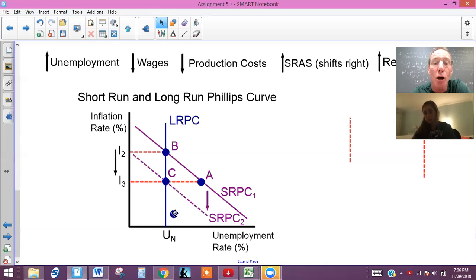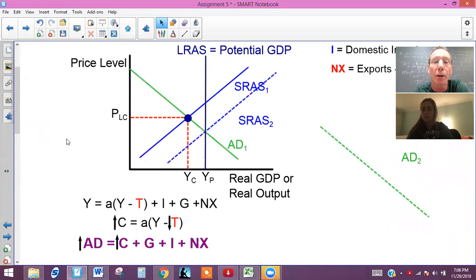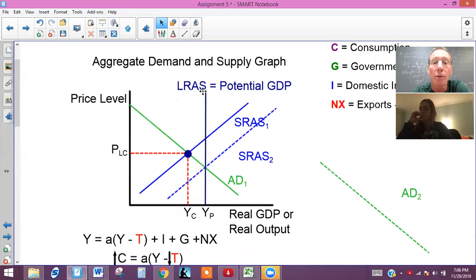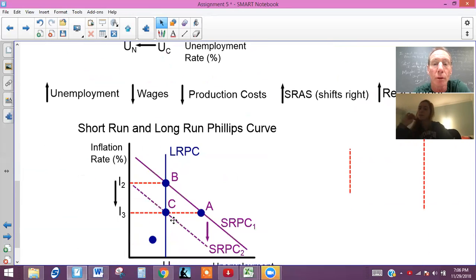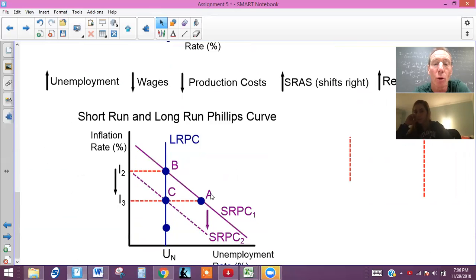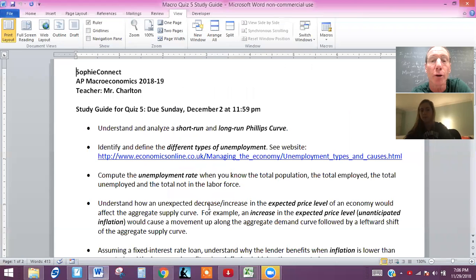Now, this point right here, by the way, where we call the natural level of unemployment or full employment, is also the place on the aggregate supply, if I have it up here, is right here, okay? So when we are at our long run or potential GDP on the aggregate demand and supply model right here, we're also right here on our Phillips curve at full employment, or the natural level of unemployment. Okay, so I've probably said way too much about that.